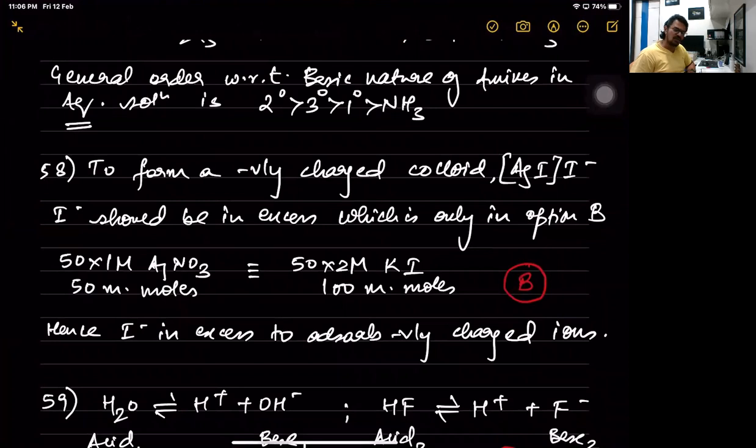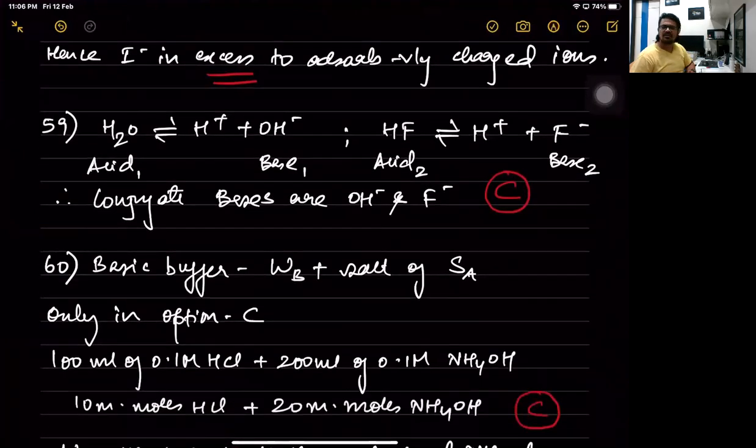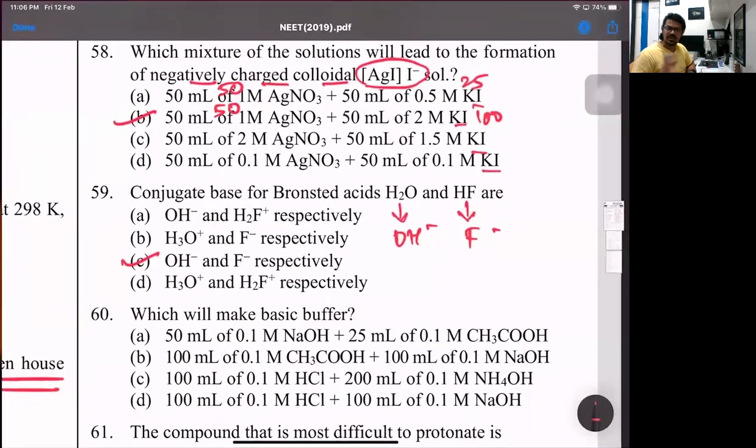This I've explained in the 58 one also, how it comes, where iodide is in excess. 59, that is OH ions and F minus. 60 was a throwaway question.